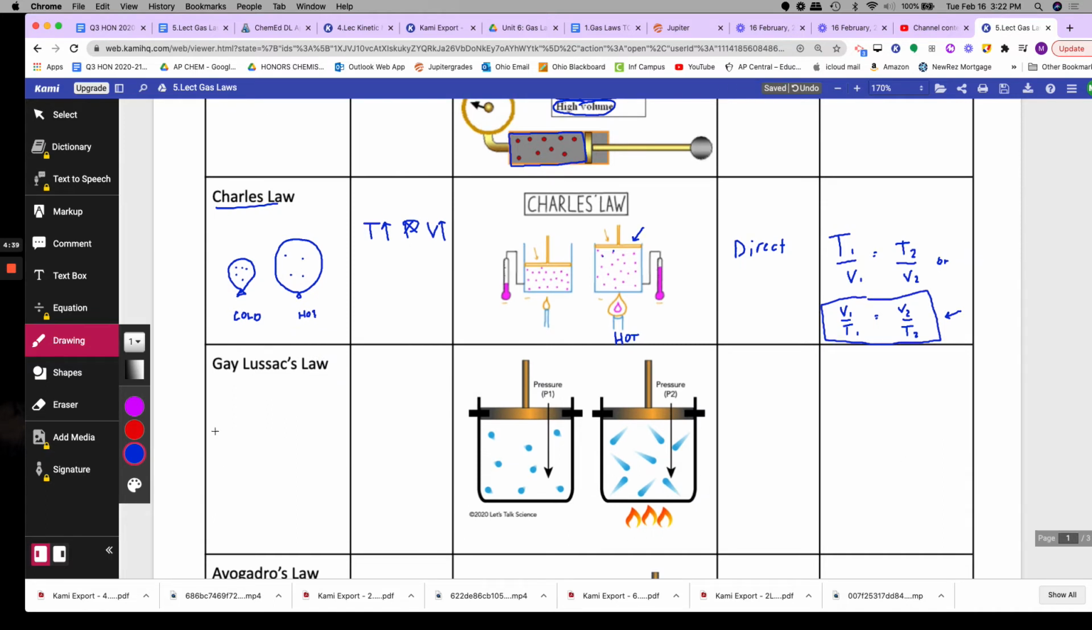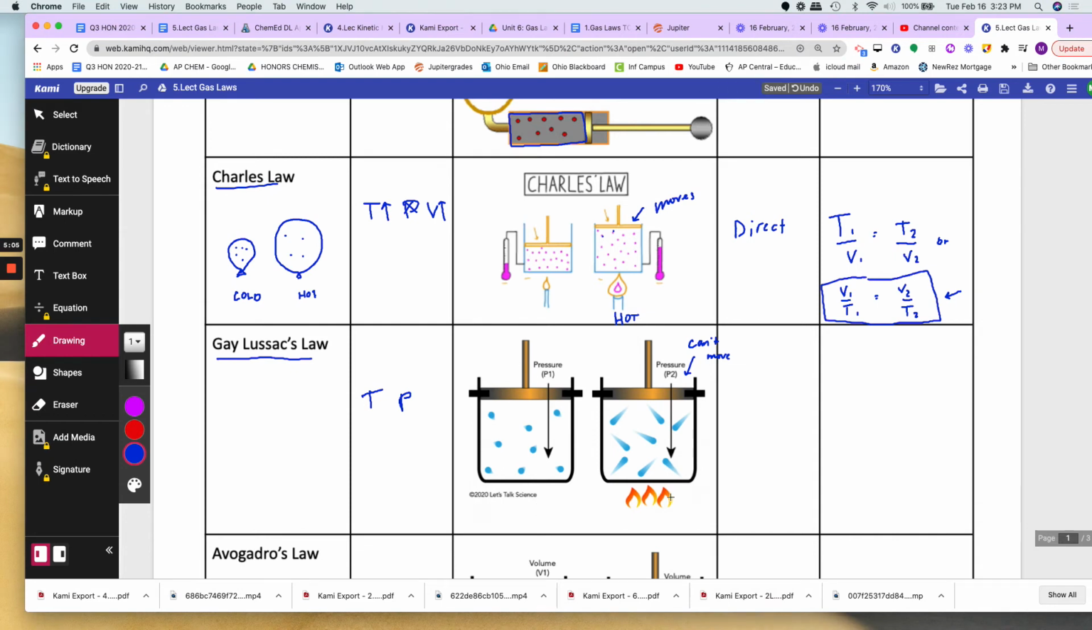The next one is called Gay-Lussac's Law. Okay, this one tells us the relationship between the temperature and the pressure. Okay, in this case, as different from this one, this piston is movable, it moves. So you can change the volume. Here, this piston cannot move. Okay, so if you heat it up, you're going to give these molecules enough kinetic energy so they'll hit the sides of the container more often, and the pressure goes up. So as temperature goes up, the pressure goes up. This is also a direct relationship.